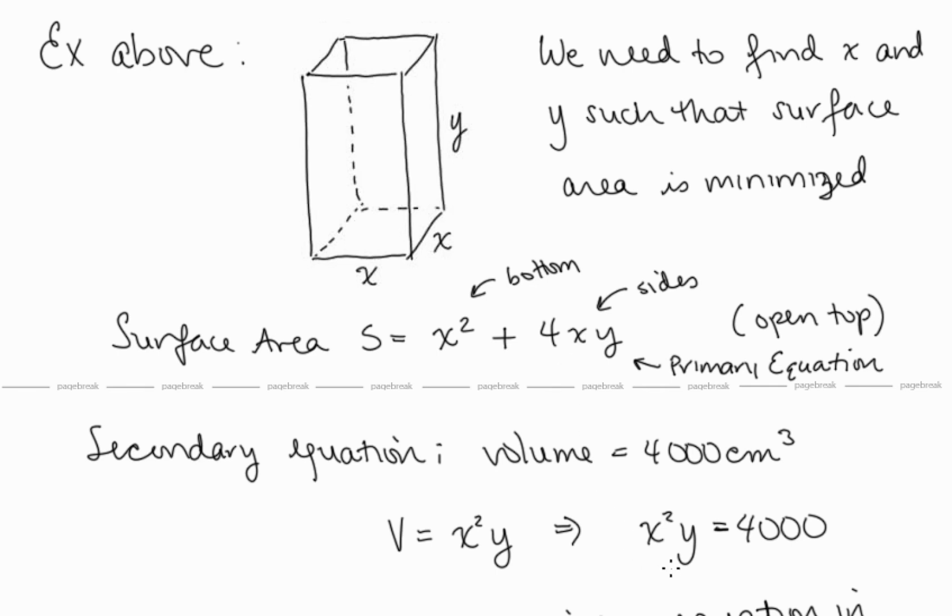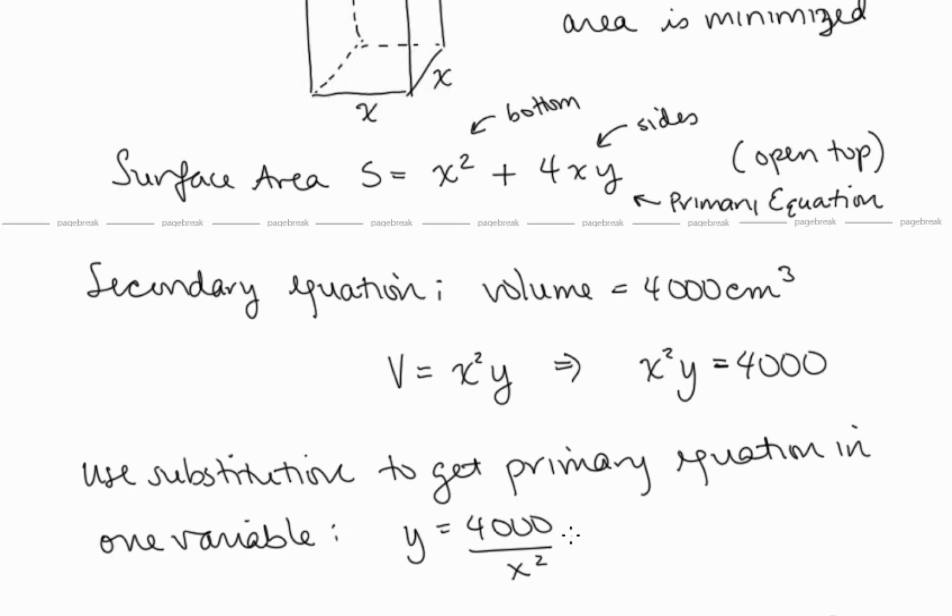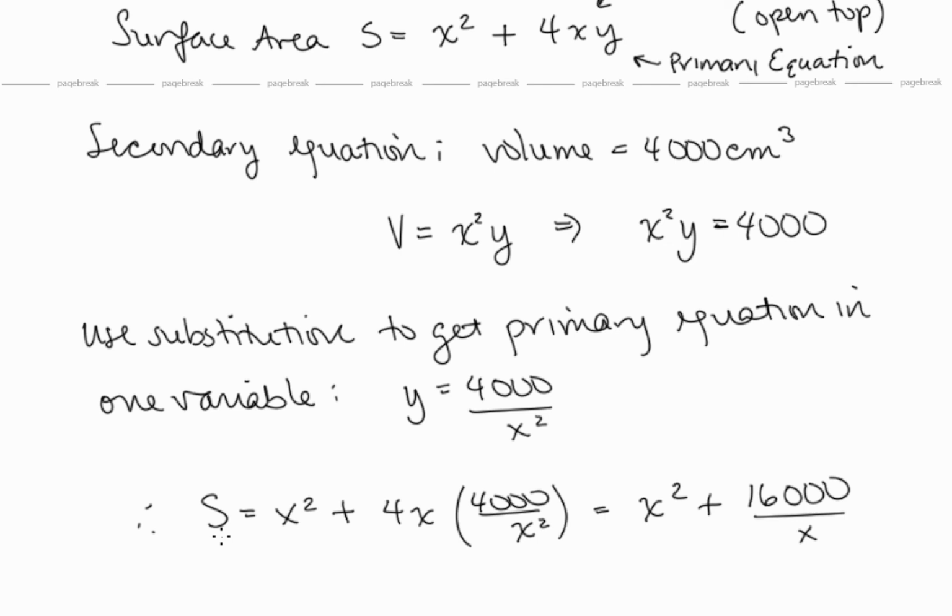So here, let's solve for y in terms of x. y is equal to 4,000 over x squared. And let's plug that back in for y in the primary equation. So then surface area S is equal to x squared plus 4x times 4,000 over x squared. And so this is x squared plus 16,000 over x. And now we have our primary equation in one variable.